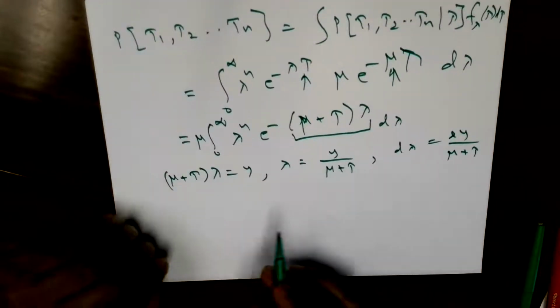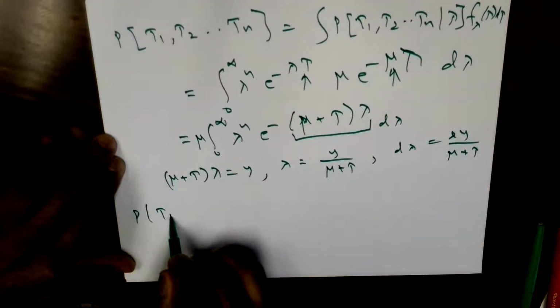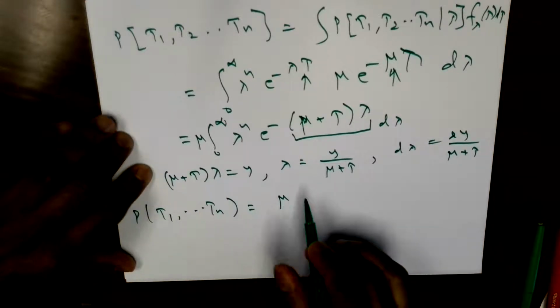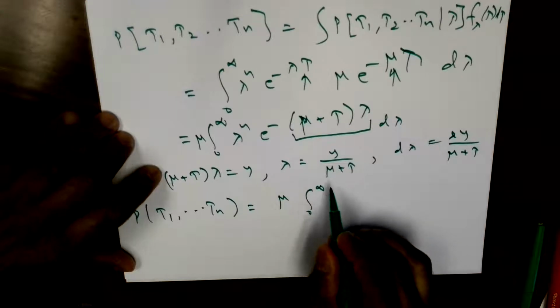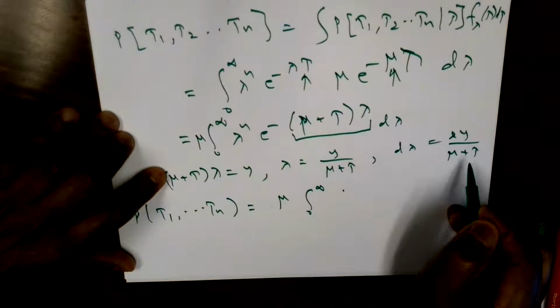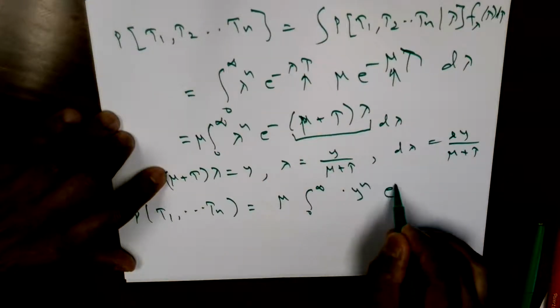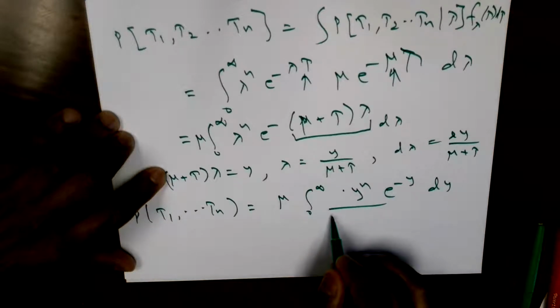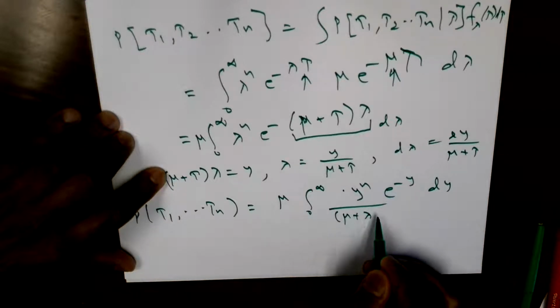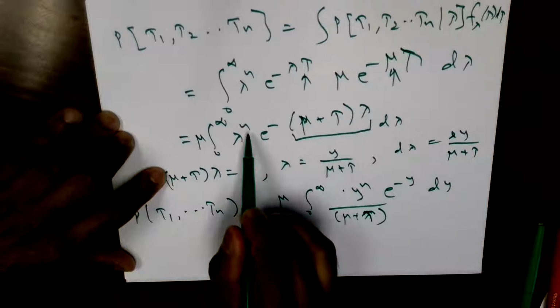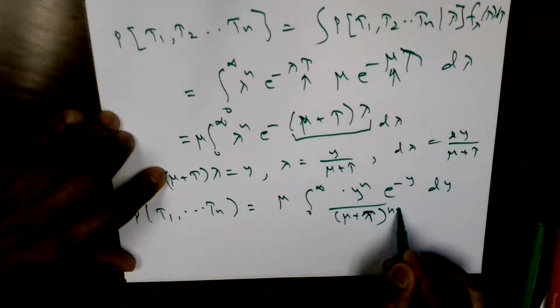So this integral, the density function of tau 1, etc., tau n, becomes mu times the integral from 0 to infinity, where instead of lambda and d lambda I substitute these. So this becomes y to the n e raised to minus y dy. And there is also a denominator, which is mu plus tau to the power n, and one more power here, so n plus 1.